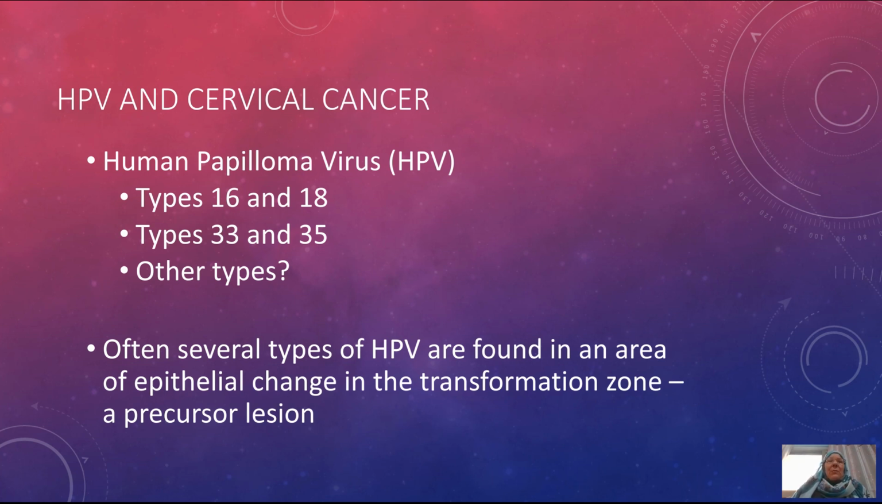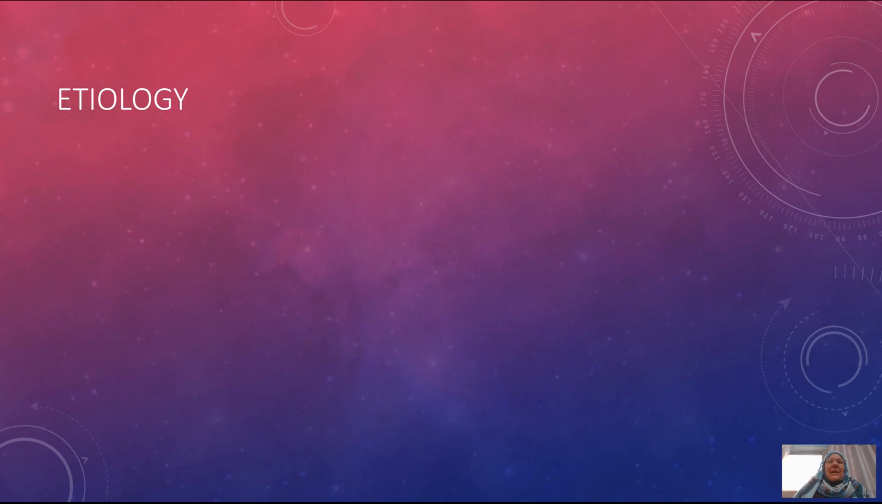Human papilloma virus, as we said, is seen in 90% of cervical cancers. And often you find different types in one cervical cancer or precancerous lesion, and these are usually types 16, 18, 33, or 35. Possibly we'll find other types with time.